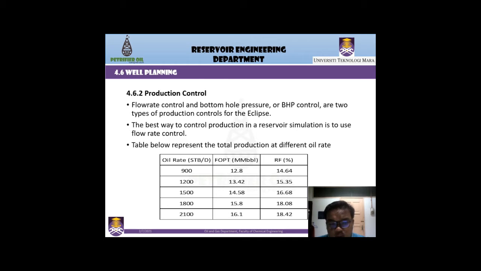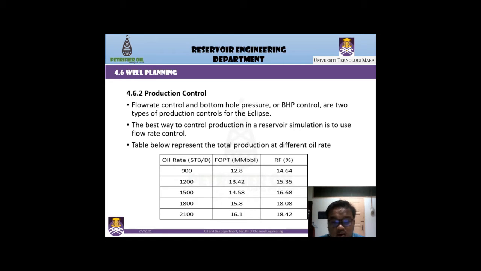At 1200 stock tank barrels per day, the production is 13.42 million barrels and gives a recovery factor of 15.35%. At 1500, the production is 14.58 million barrels, and then the recovery factor calculated is 16.68%.